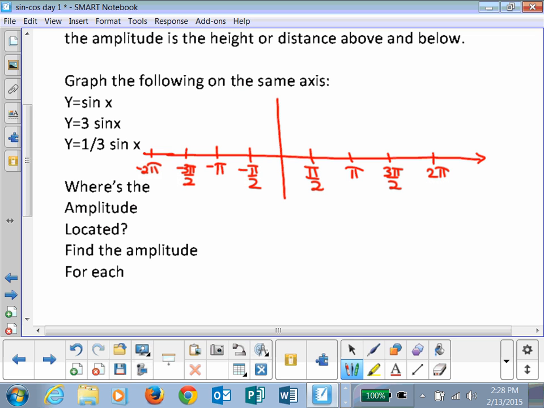We're going to just plug our values in because we should have these memorized now. And obviously this is 0. So when I do this first one, I'm going to use red. And we're going to see what these values of 3 and 1/3 are going to do. Okay? So we're going to plug in our radians. What is the sine of 0? 0. Sine of 0 is 0.